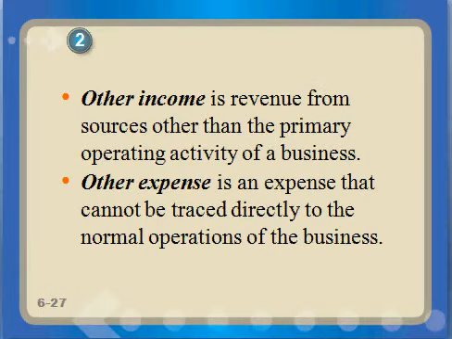We also have other income and other expense. Other income for Net Solutions would be that little rental income. Remember, it wasn't part of his business, but it's just some supplemental income that they had. So other income is revenue from sources other than the primary operating activity of the business. Other expense is any expense that cannot be traced directly to the normal operations of the business.